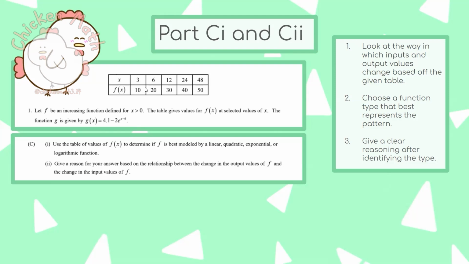And we want to look at the relationship between how the inputs change and how the outputs change. So what do we notice here? Well, the outputs are increasing by 10 units as the inputs are doubling every time. So 3 multiplied by 2 is 6, 6 multiplied by 2 is 12, and so on. So knowing that, we can say that f of x is a logarithmic function because logarithmic functions have this relationship with their inputs and output values.